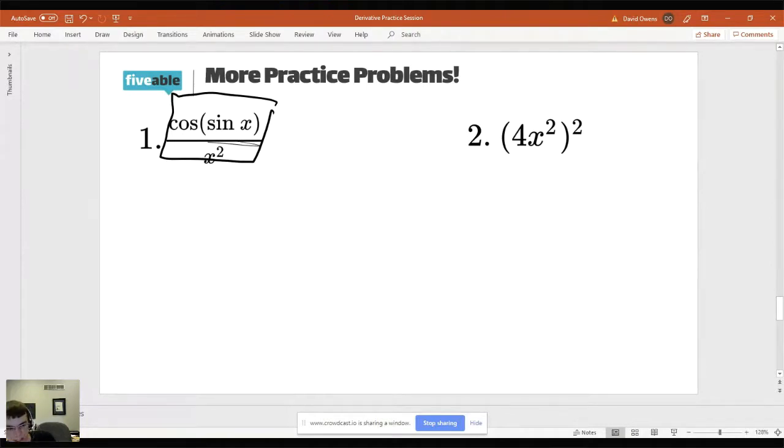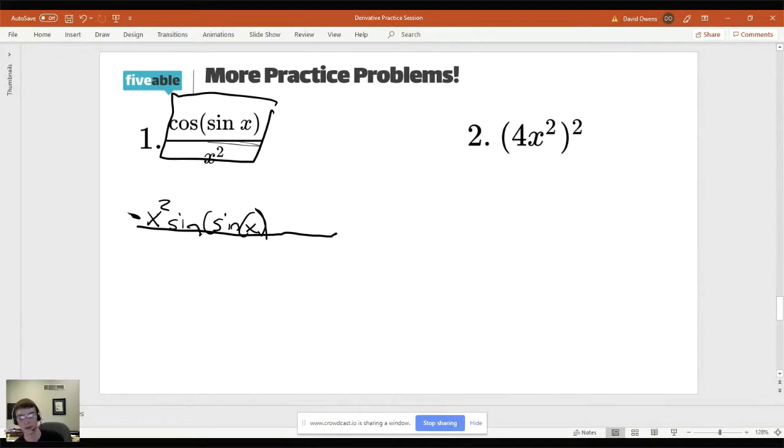So let's begin to attack this. So let's take the bottom times the derivative of the top. Let's chain rule it. So we'll take the derivative of cosine, which is negative sine. So we'll stick a negative out, and it's the sine of x.